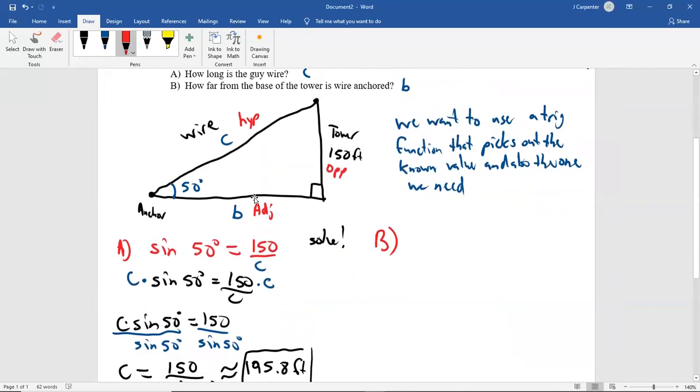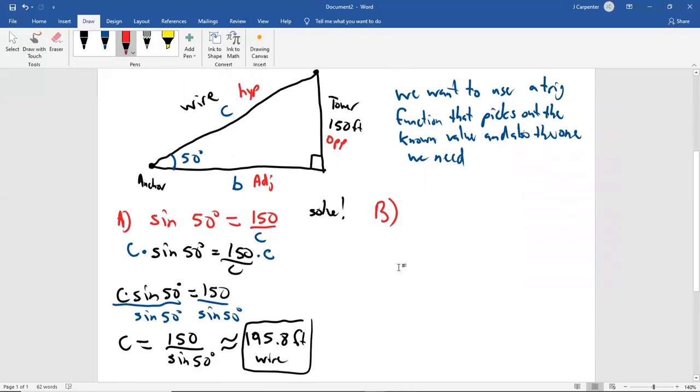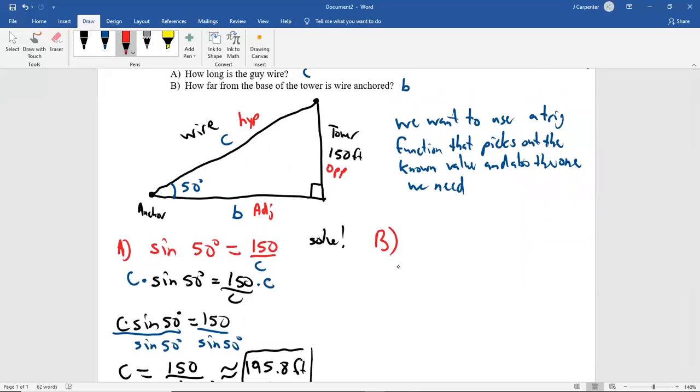So the base, that's the horizontal distance between the anchor point and the bottom of the tower. We call it little b, which is the adjacent in terms of 50 degrees. So again, we want to use a trig function that picks out the known value and the one we need. Now we actually know two values, technically speaking. We now know the hypotenuse and we know the opposite. So you could say, I'm going to use the hypotenuse and the adjacent, and I'll go with a cosine. I'm going to suggest that you don't though, and here's why.